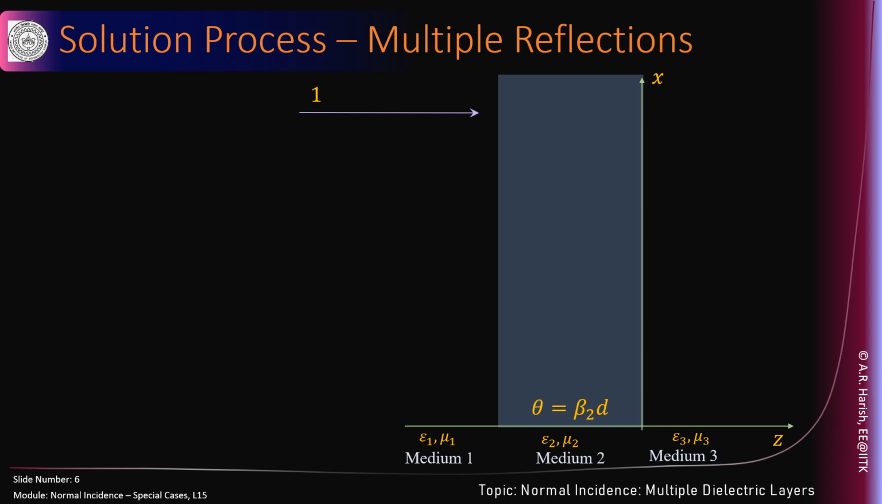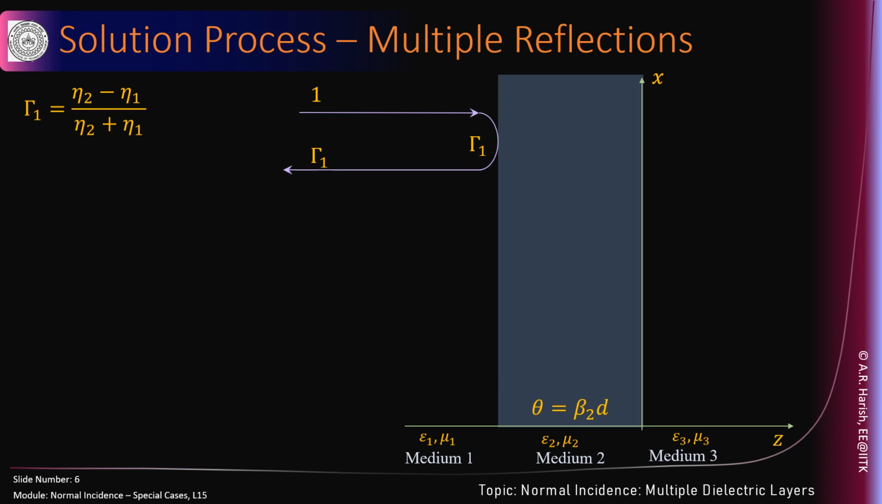Good. With that background in mind, let's see what happens to this wave of unit amplitude hitting the left surface. Some part is reflected back. By how much? By gamma 1. What is gamma 1? It is eta 2 minus eta 1 upon eta 2 plus eta 1. Eta 2 is the intrinsic impedance of the middle region, medium 2. Eta 1 is the intrinsic impedance of the left region, medium 1.